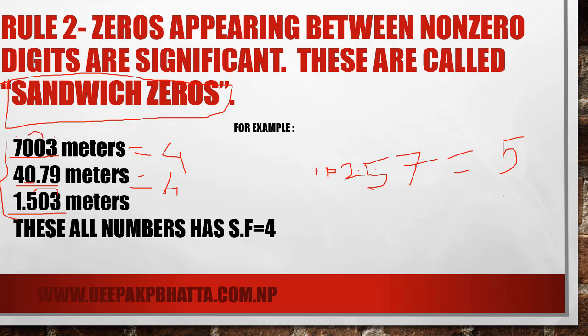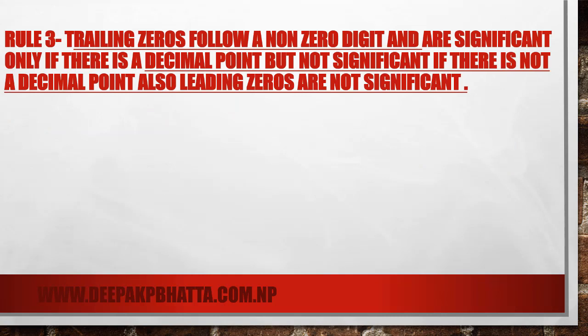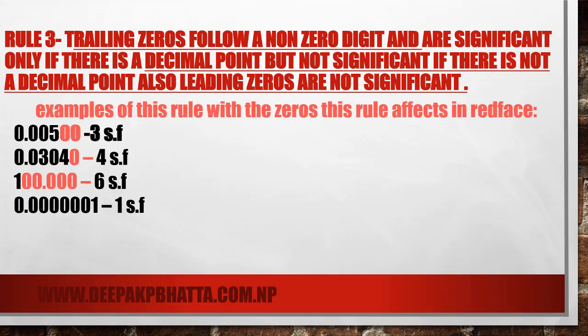Let us move to our third rule. Rule number 3. Trailing zeros follow a non-zero digit and are significant only if there is a decimal point, but not significant if there is no decimal point. Also, leading zeros are not significant. Let us take an example.